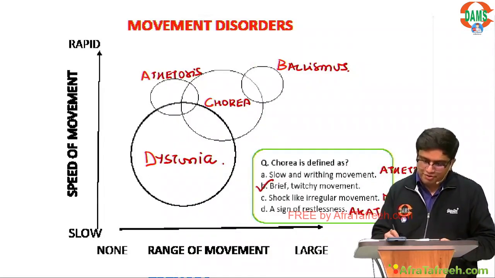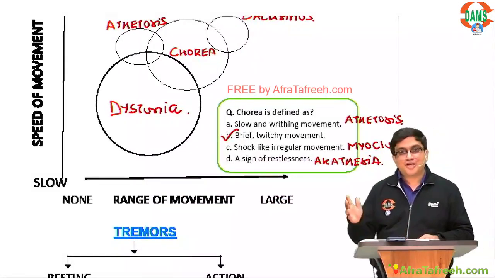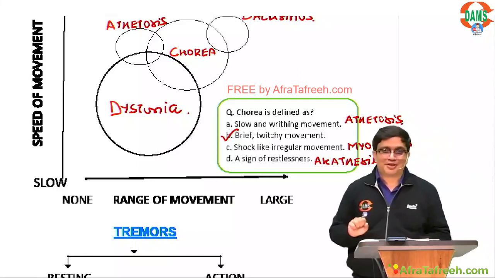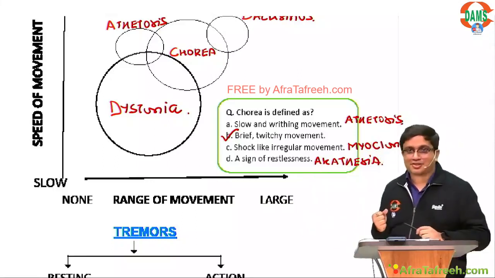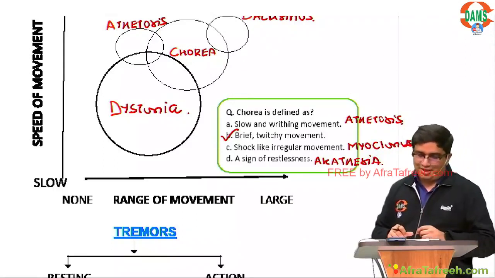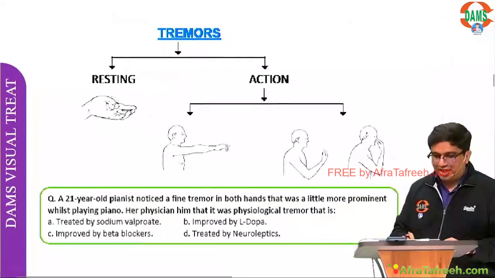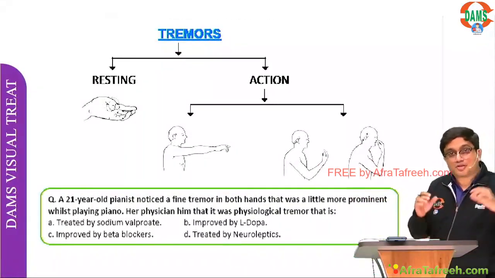So we are left with only one answer by exclusion, brief and twitchy movement. So chorea is a brief semi-purposeful twitchy movement. My hand goes and goes out like this, a very twitchy movement. Okay, right. So that's a quick recap of the movement disorders in a simple diagram.